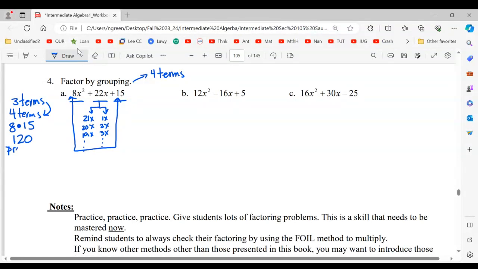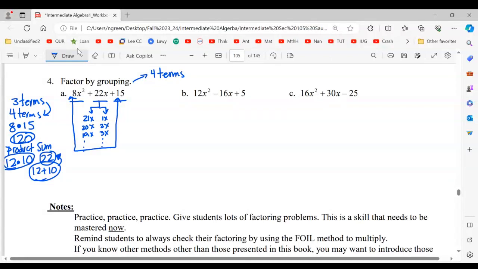So we need the product and the sum. The sum has to be how much? 22. Okay? And the product, how can I get from 120, 22 as the sum? The only way to do this is 12 times 10. If I add 12 plus 10, it will give you how much? 22. Okay? So can you see how we did this?